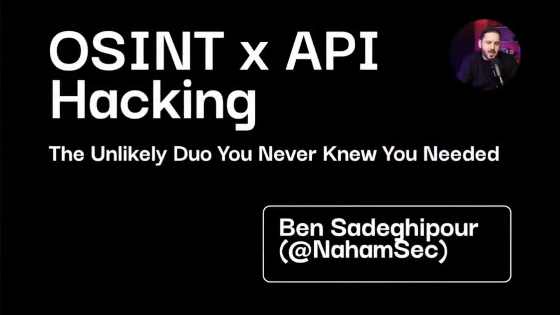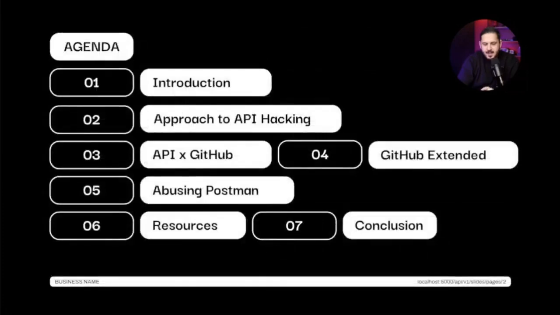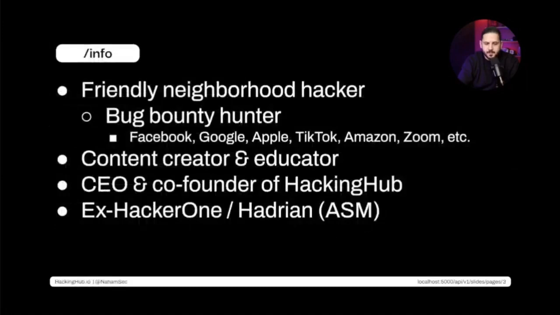Okay, so my talk is called OSINT meets API hacking, and it's the unlikely duo you probably never knew that you needed. For an agenda, just to give you an overview of the talk, we're going to have an introduction. Then I'm going to talk about the typical approach to API hacking, and then we'll talk about API hacking with GitHub, and then extending GitHub, abusing Postman, and then some resources and next steps of things that I've come up with. Then we'll conclude the talk, leave the stage and bring Katie up for our next talk.